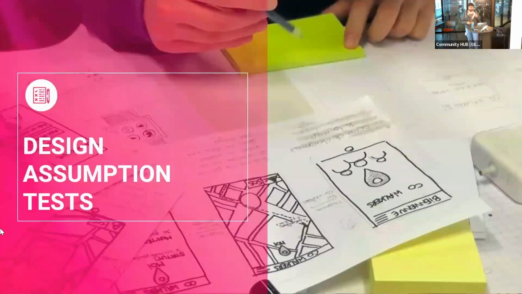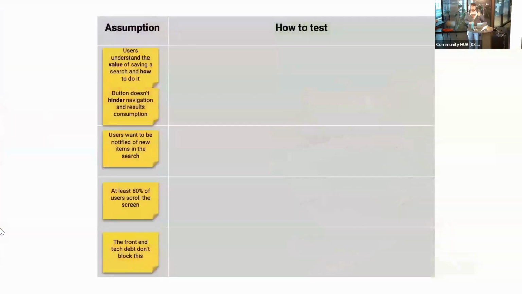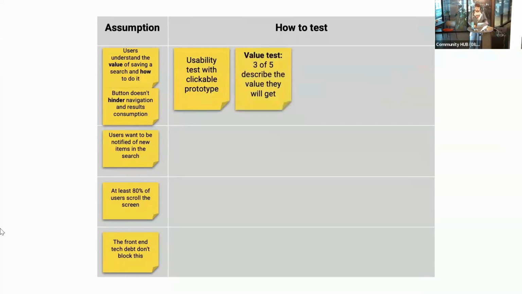And then you design assumption tests for those. So I got those 5 assumptions that were on the top right. And okay, let's design some tests here, right? So the first 2, I grouped them together because they were a usability test type of thing. So users understand the value of saving a search and how to do it, and the floating button doesn't hinder the navigation. So yeah, we did a clickable prototype test, really standard. Not a lot of effort, low development effort.